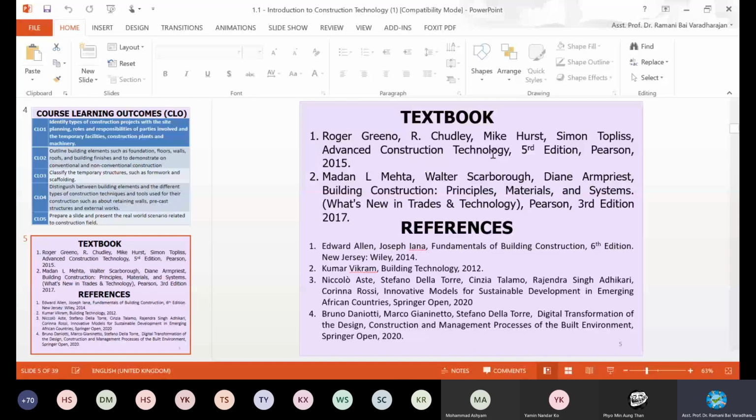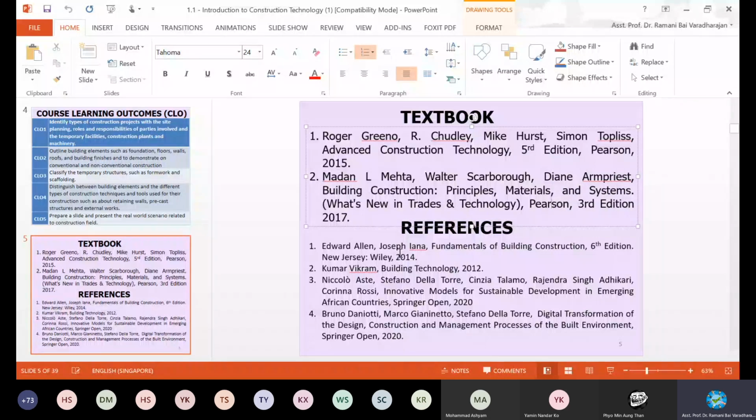One is on advanced construction technology. The same author has written the construction technology, but it's an old version, 2012, right? The same content with some modification and up-to-date advancement will be found in advanced construction technology. So you can use this publication for both construction technology and advanced information about construction. Publication is in 2015. Another good textbook for you is Building Construction: Principles, Materials, and Systems, also by Pearson, published in 2017.